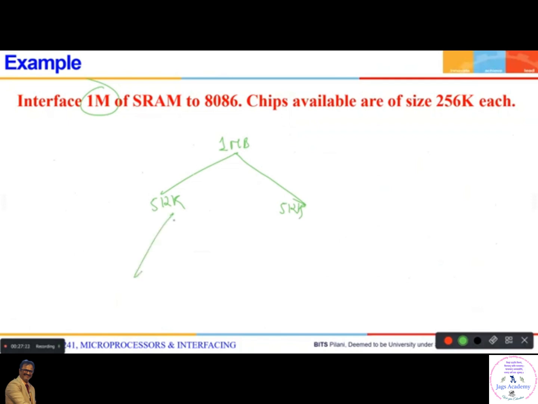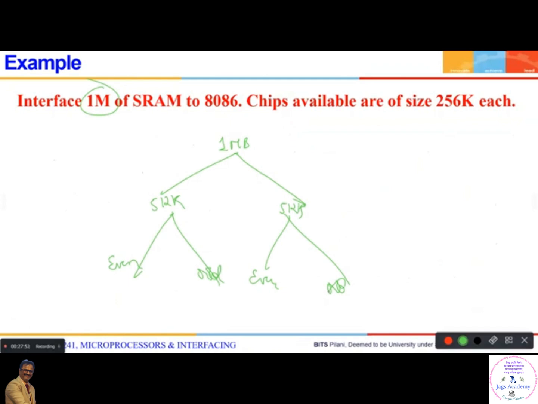Now next division. This will be even, this will be odd, this will be even, this will be odd. Don't make even and odd here. Don't make the entire 1 MB into 512 even and 512 odd. Don't do that. Why? Because the chips available are 256K, right? Only that can come as even and odd. A 512K chip is not available.